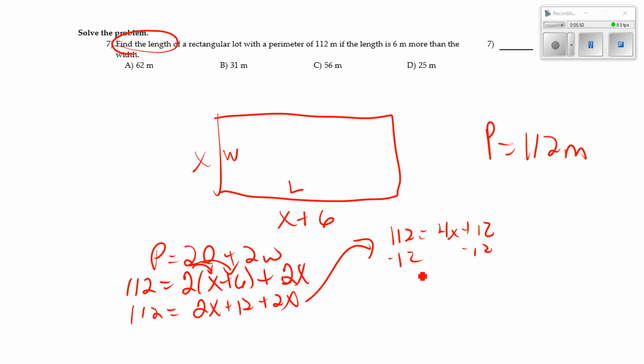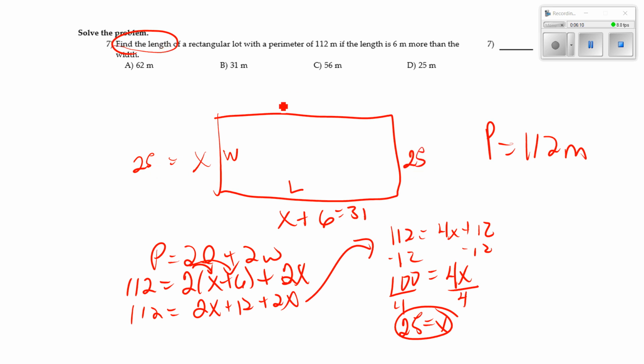Subtract 12. I get 100 equals 4x. Divide by 4. I get that x is 25. So that means the width would be 25. And the length would be 25 plus 6, which is 31. If I had 25 and 31, and another 25 over here, and another 31 up here, and I were to add those up, 25 plus 31 plus 25 plus 31, I would get 112. So that works out. They want to know what is the length. The length is longer than the width. The length is 31 meters.